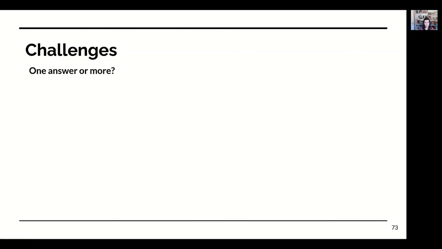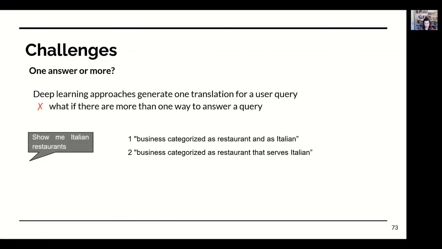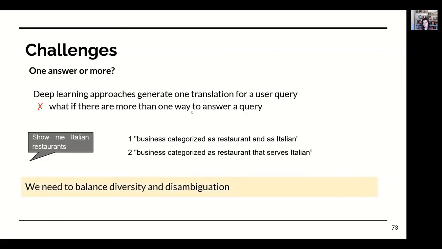The next challenge that we need to think about is whether we should allow for only one answer or whether we should allow for more answers. And as we have seen, deep learning approaches assume that there is only one correct translation for a user query. But that is not always the case. For example, here we see that the user is asking for Italian restaurants, and this query is asked over the Yelp database. And we see two different interpretations. Both of them are correct because a business can be categorized as a restaurant and Italian at the same time. But it may also be the case that we have restaurants that serve Italian but are not categorized as Italian restaurants. So essentially, how can we balance diversity and disambiguation?